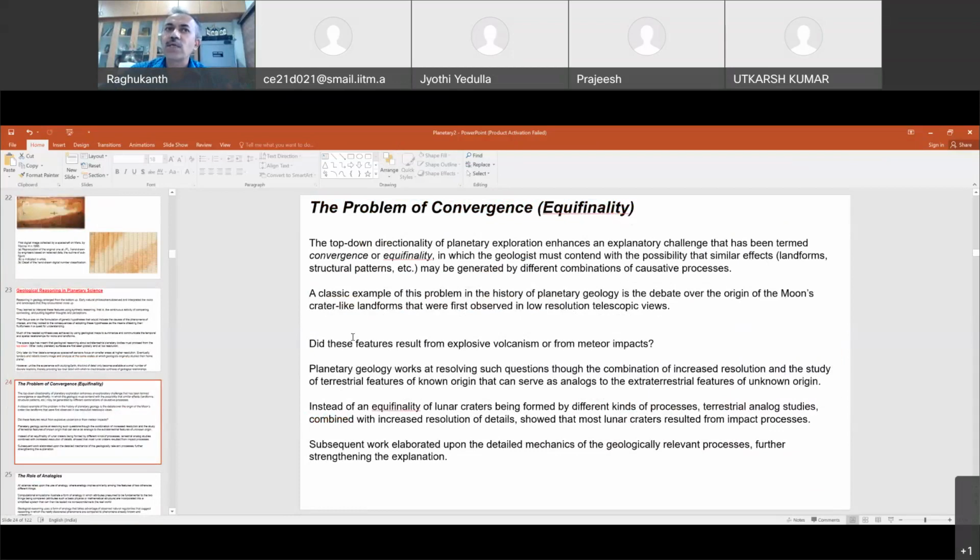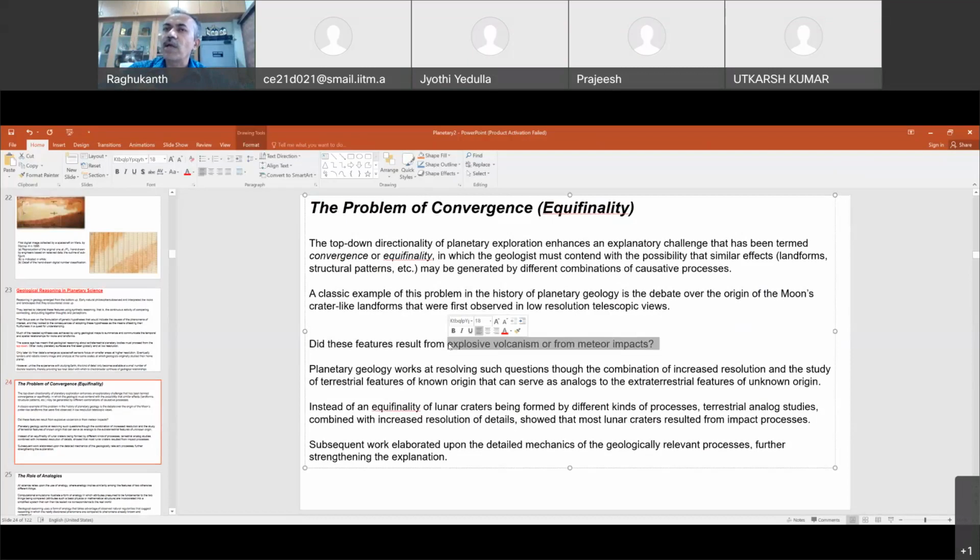Initially, the question was: did these features result from explosive volcanism or from meteorite impact? Thirty, forty, or almost fifty years back, there was a group of people who said it was basically due to volcanism, that it was lava, something like that. Then the other group said it may be due to meteorite impacts. So how do you verify these hypotheses? These are all very low resolution, telescopic views only.